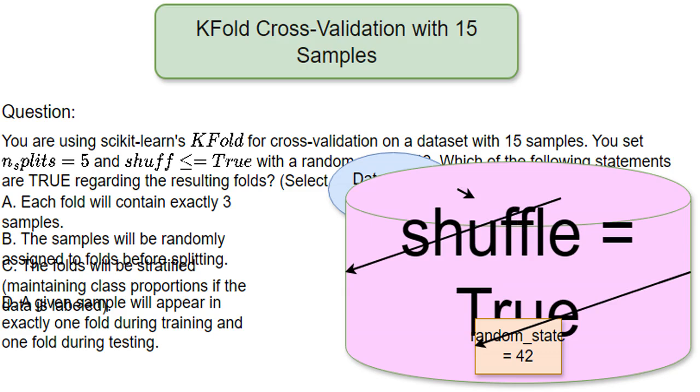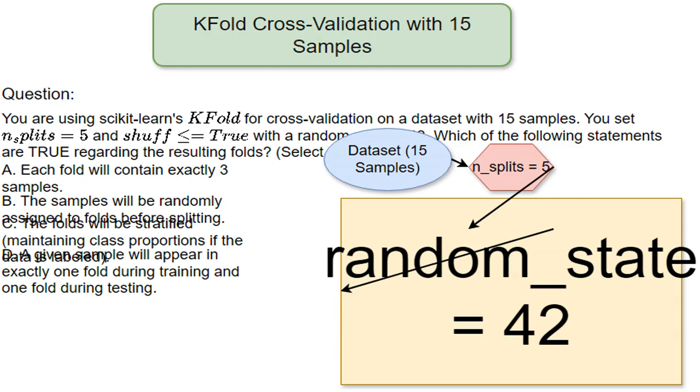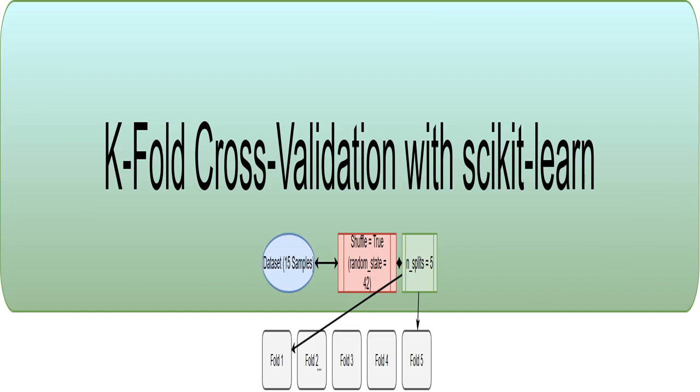I am shuffling my dataset randomly before splitting. This is important because it prevents bias due to the order of the data. To ensure that my results are reproducible, I've set a random seed. Setting random_state to 42 means that every time I run this with the same parameters, I will get the same random shuffling.